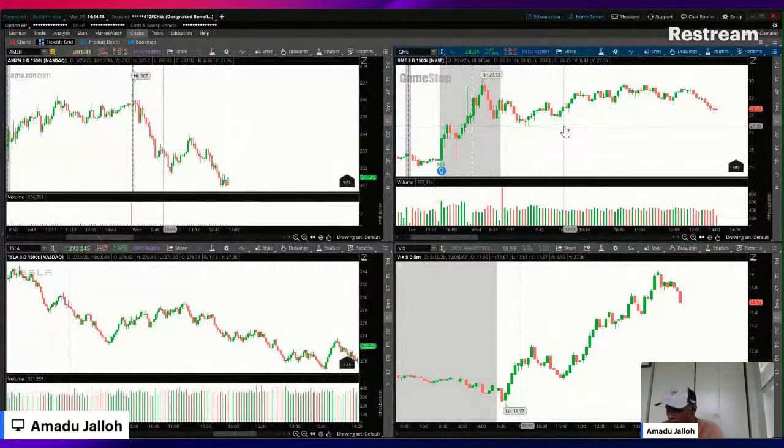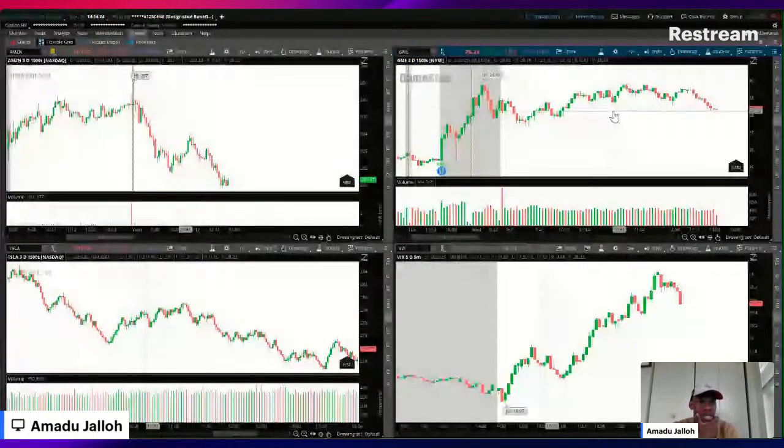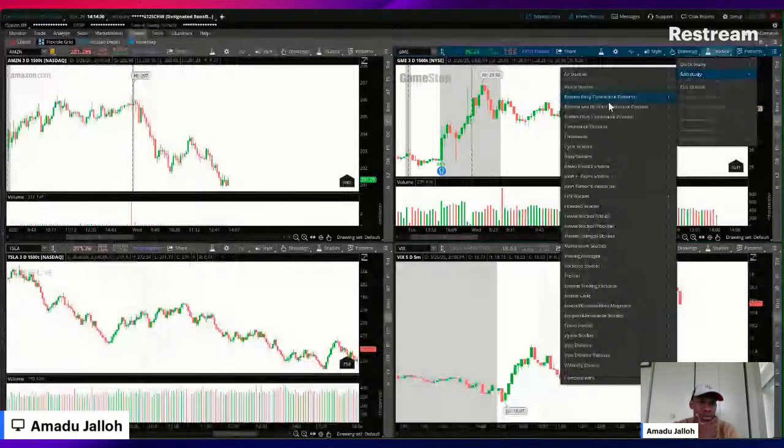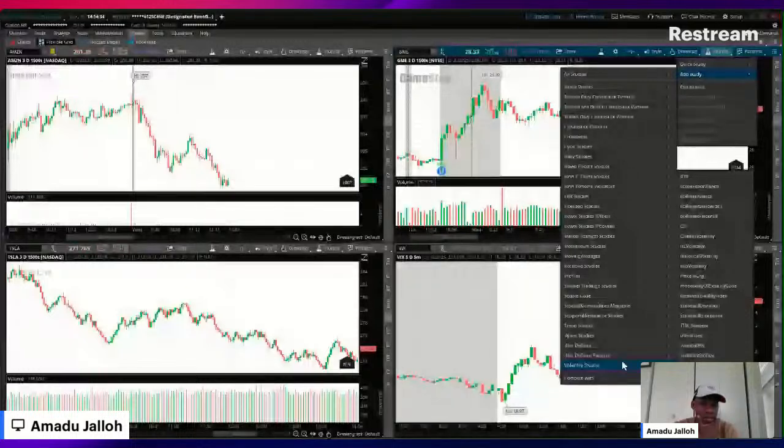That's the VIX, the volatility index. Let's say GameStop is underneath VWAP. That's one thing I need to add. Let's add VWAP here. VWAP, volume weighted average price, very, very important.